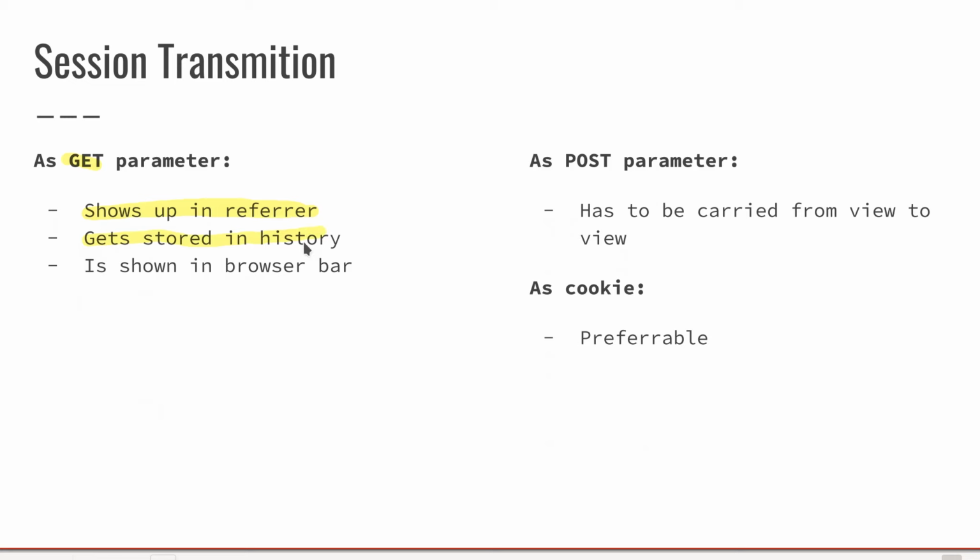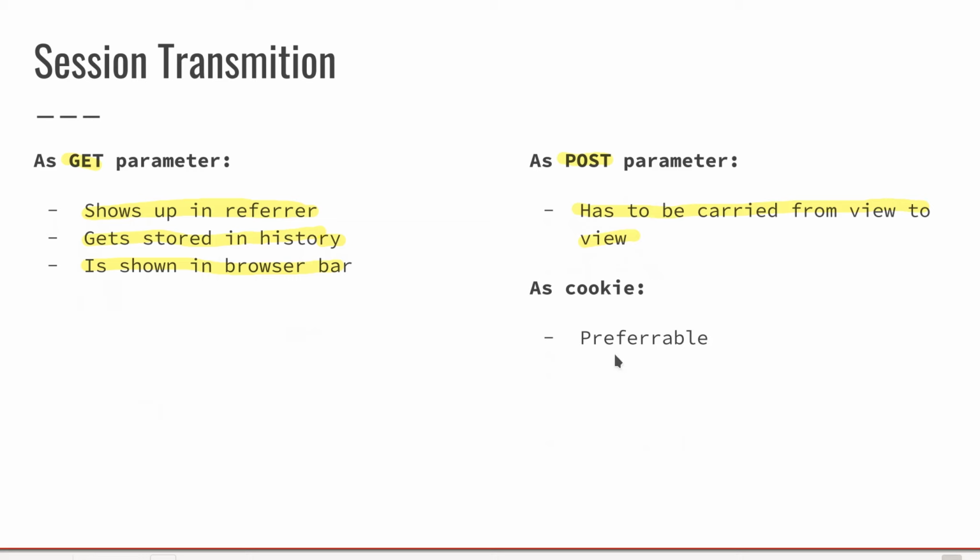The session ID would also get stored in history, which might be bad, and it is shown in the browser bar, which is bad because if somebody stands behind you, he can see your session ID. Okay, you could transfer it via POST parameter, which is annoying because you have to carry it from view to view. Every time you click on a link, it has to set up a POST request.